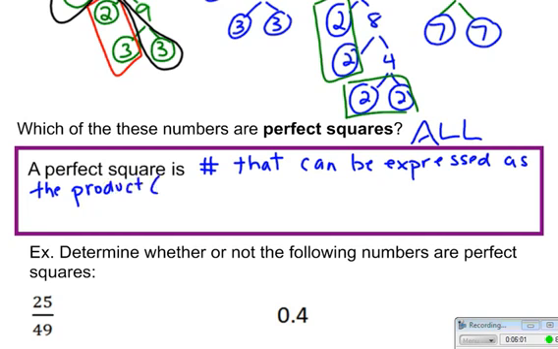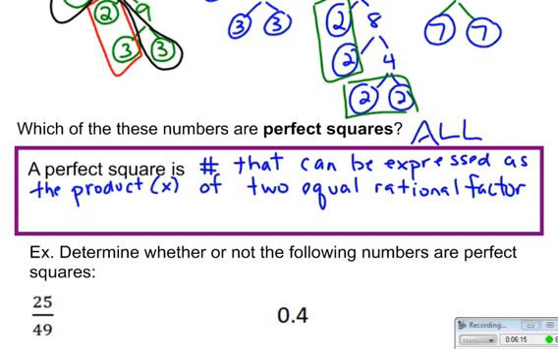So remember, a product is multiplying 2 equal rational factors, or 2 equal rational numbers.